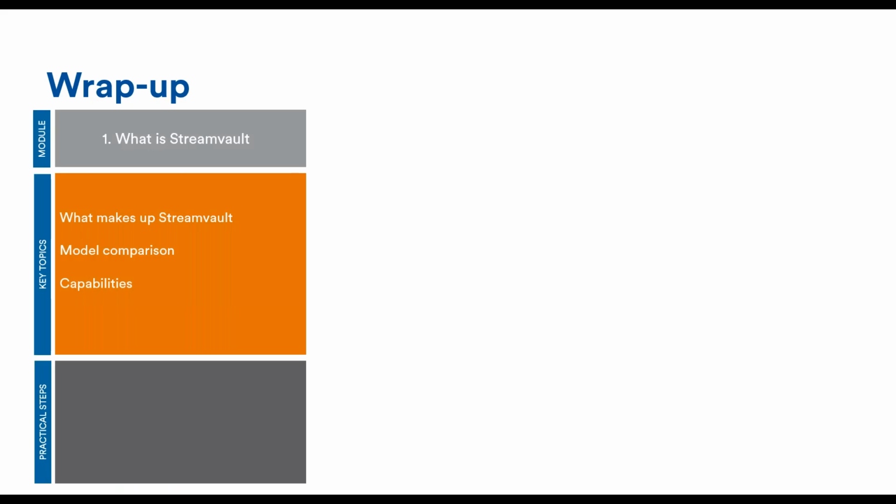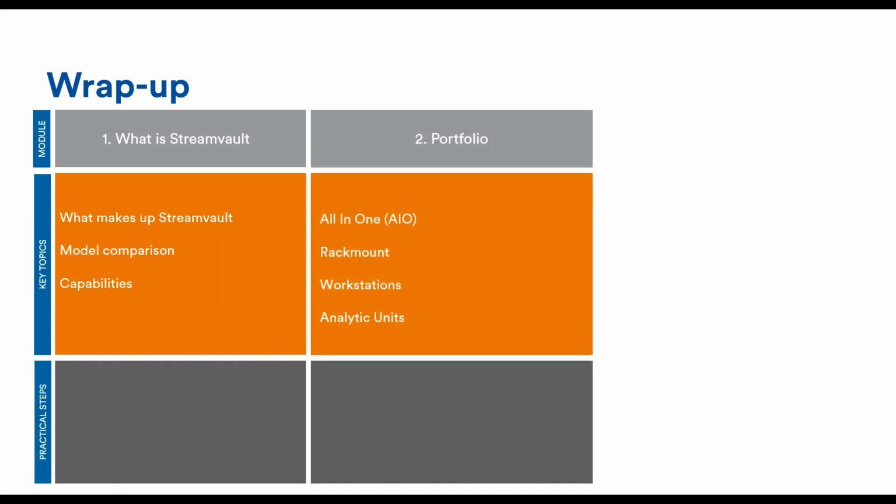Today we covered three main areas: what is a Streamvault, the Streamvault portfolio, and why use a Streamvault? We learned that the Streamvault is made of four main families, including the all-in-one, the rack mount, the appliance, the workstation, and the analytic units.